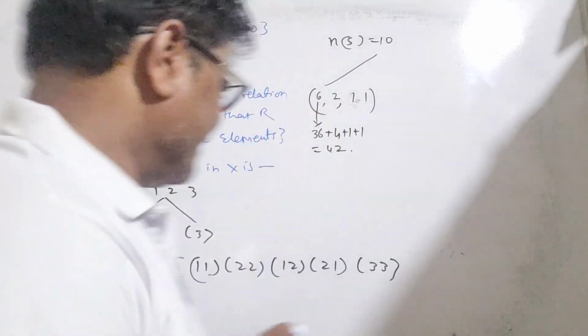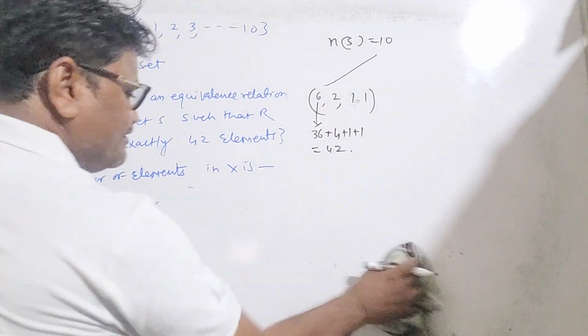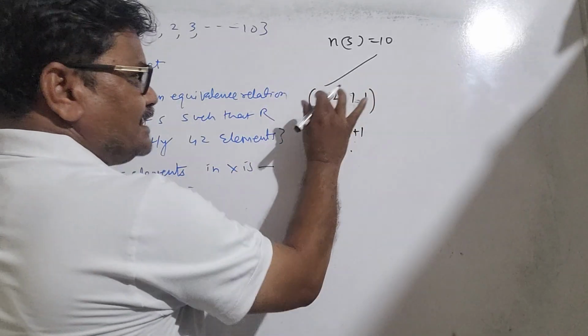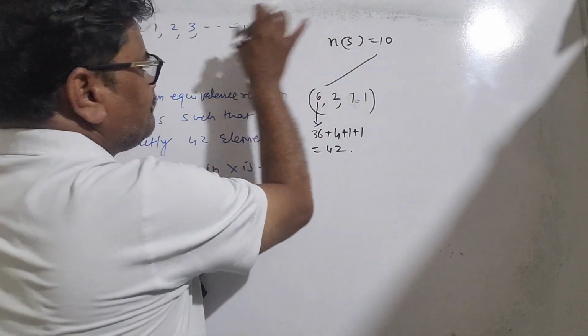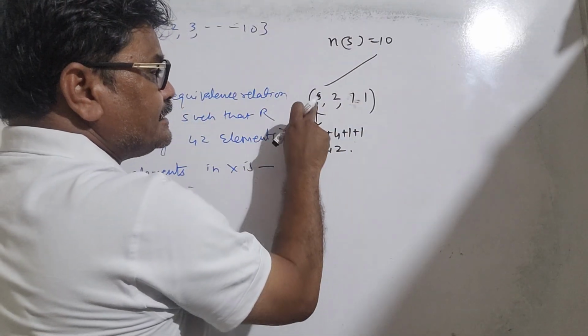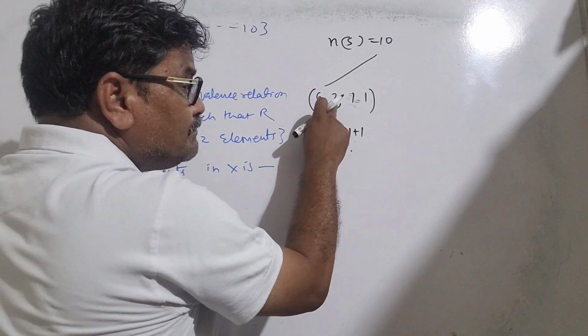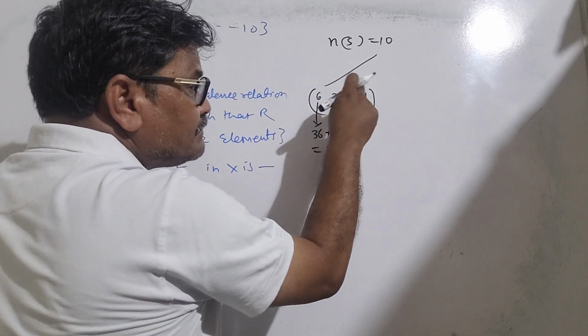Got it? Okay. Now here also we have a partition, meaning this set is partitioned into the sets containing 6 elements, 2 elements, 1 element, 1 element.